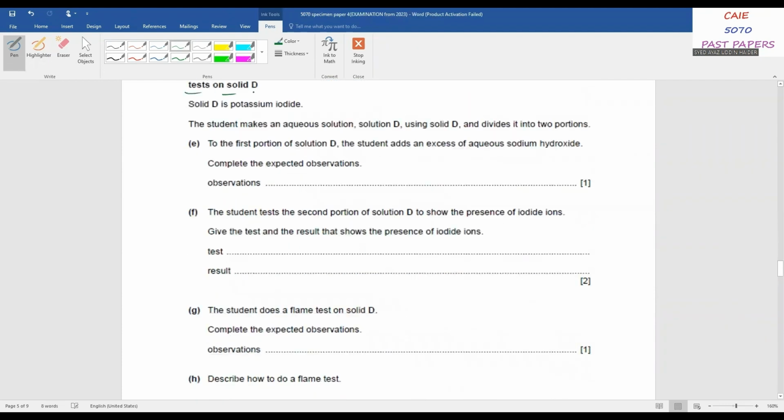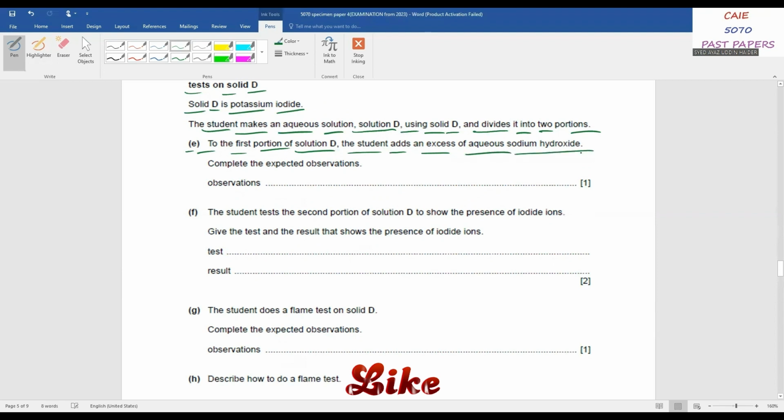Test on solid D. Solid D is potassium iodide. The student makes an aqueous solution D, using solid D and divides it into two portions. E. To the first portion of the solution D, the student adds an excess of aqueous sodium hydroxide. Complete the expected observations. Now they are talking about the observation. We don't have any test for potassium ion in our syllabus, so you write no change or no reaction.